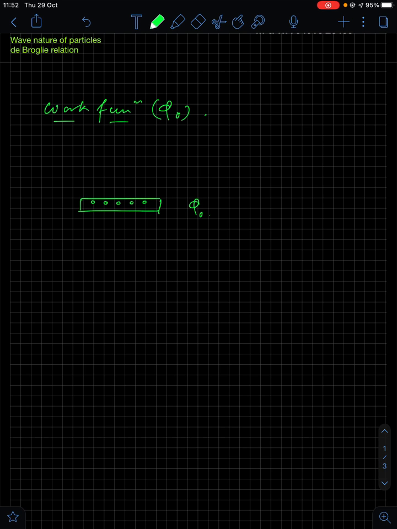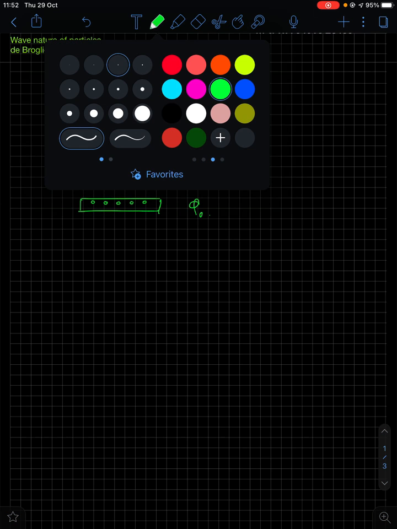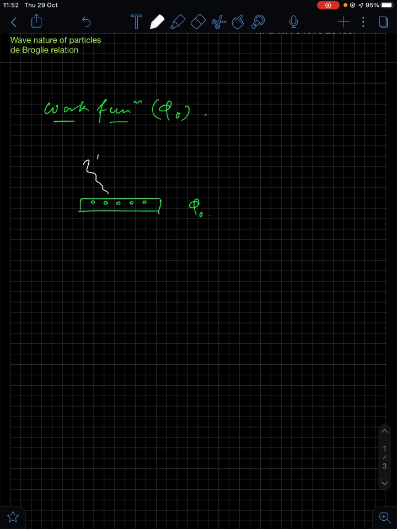Okay, now you have incident light falling on this metal plate. Now this incident light will also have an energy E. Now if this incident light energy is greater than the work function, or the threshold energy you also call it, or the threshold energy of the metal plate, then electrons will start getting ejected. So this minimum energy required to remove an electron from a metal surface is called work function. You denote work function with phi naught.